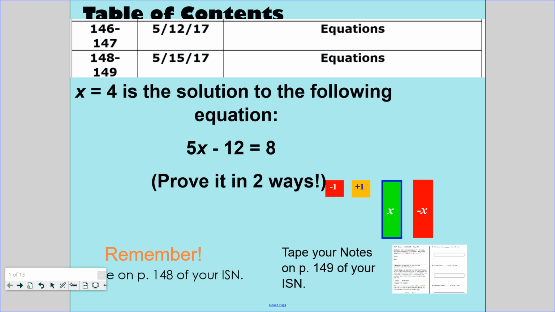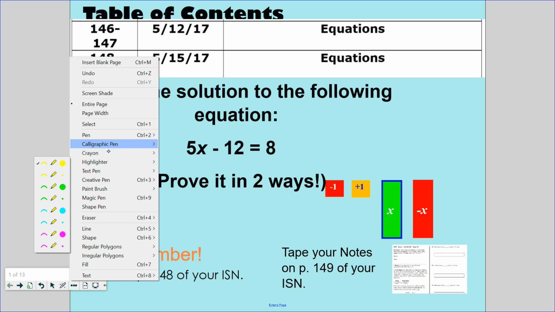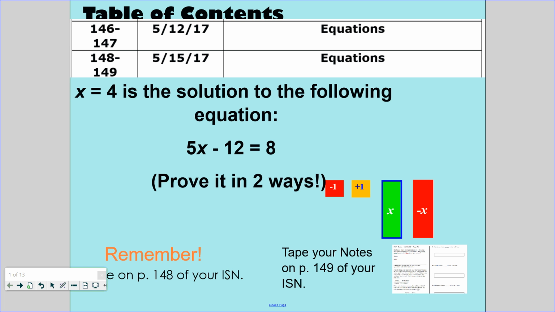One way I can prove it is to substitute to check my work. So let me get my free pen. I can substitute, or replace, the x with 4. Let's simplify this. 5 groups of 4 is 20. 20 minus 12 is 8. Is 8 equal to 8? Check mark. That is one way I proved that x equals 4.